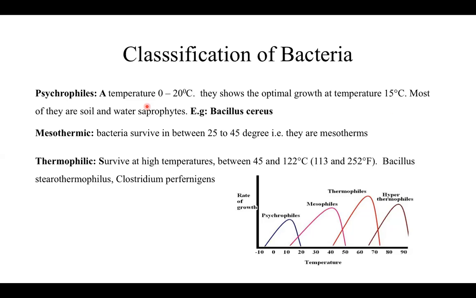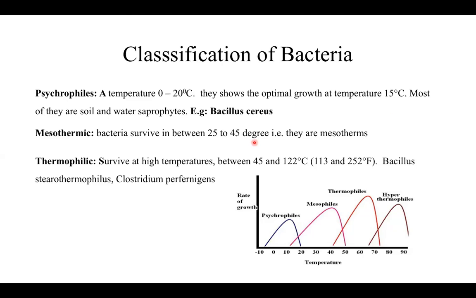And mesophiles are the bacteria that grow between temperatures of around 25 to around 45 degrees Celsius. The majority of bacteria causing human infections fall under the category of mesophiles. Examples of mesophilic bacteria are Escherichia coli, Klebsiella, Pseudomonas, Staphylococcus, Streptococcus.